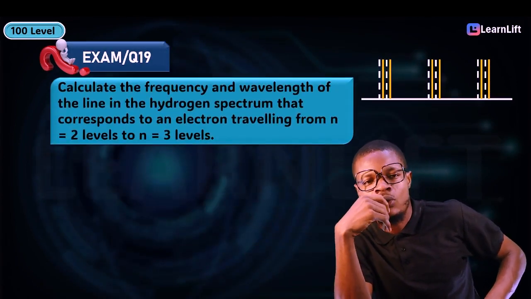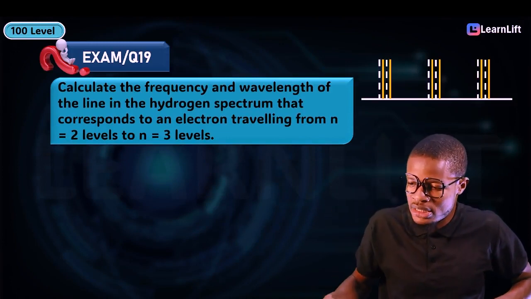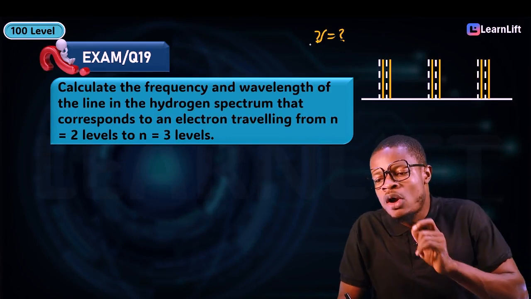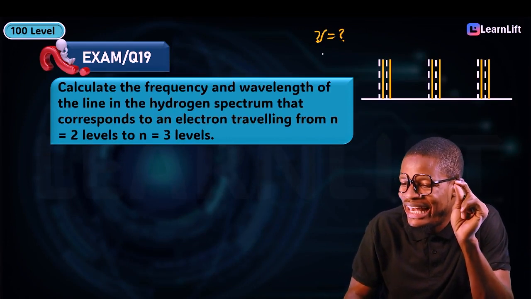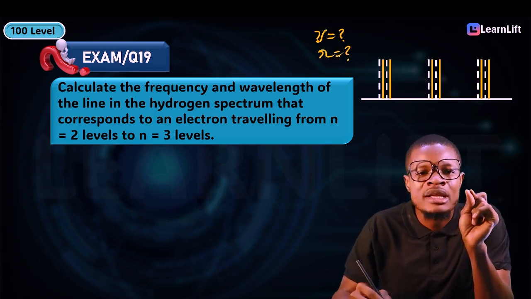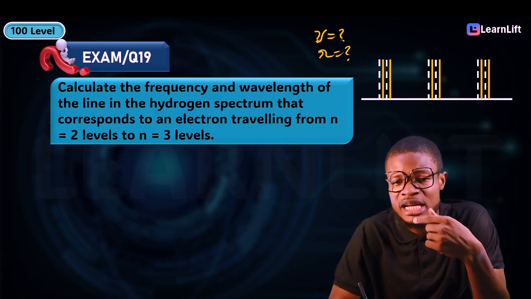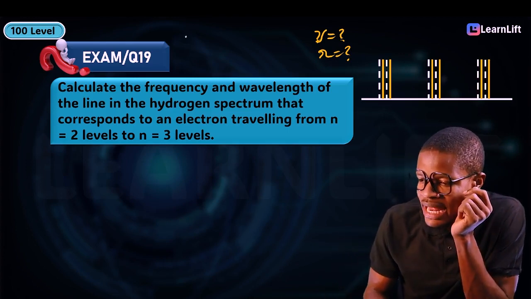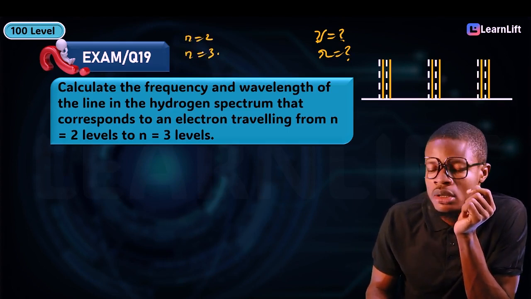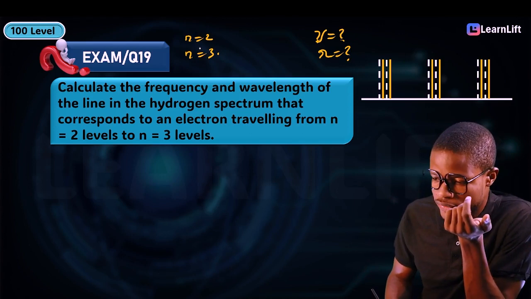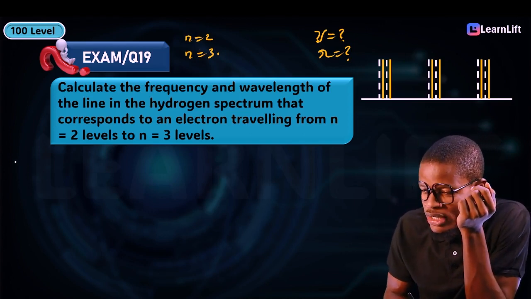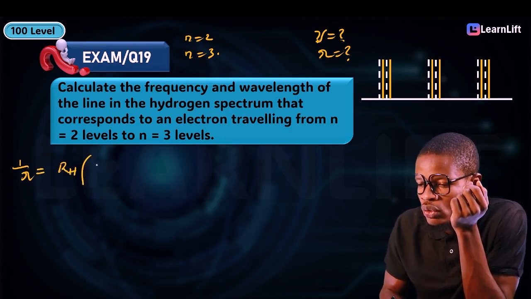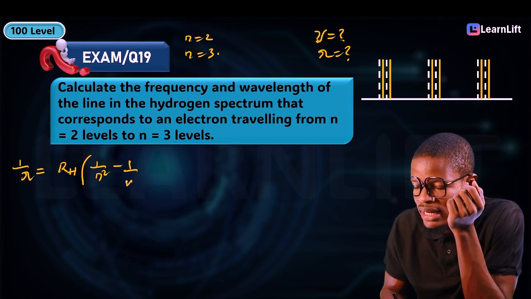Look at question number 19, a calculation question. Calculate the frequency and wavelength, lambda, which we don't know, in the hydrogen spectrum that corresponds to an electron traveling from n equals 2 to n equals 3. Very simple. You will know from your Rydberg's formula. What's your Rydberg's equation? Your Rydberg's equation is 1 over lambda equals RH times (1 over n squared minus 1 over m squared).